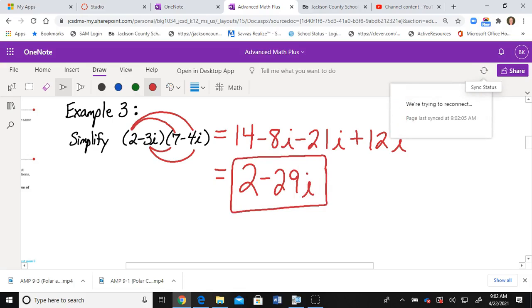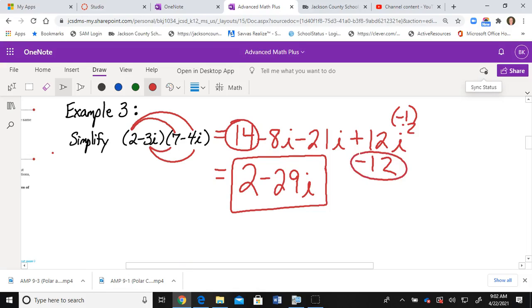Where you can, what other? It shouldn't be. Not the FOIL, but the part where you turn it into the 2 minus 21. i squared is negative 1. Negative 1 times 12 is minus 12. So I'm saying 14 minus 12, because they're both real numbers. That's 2. And then negative 8i and negative 21i are both imaginary numbers, so I can add those and make negative 29i.